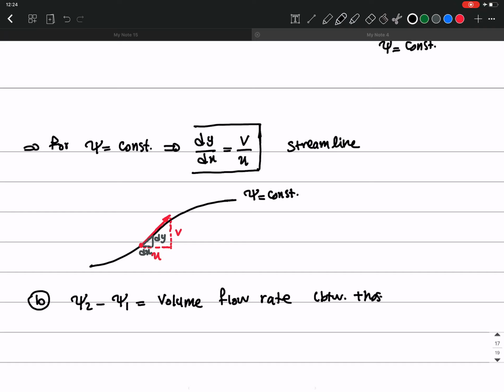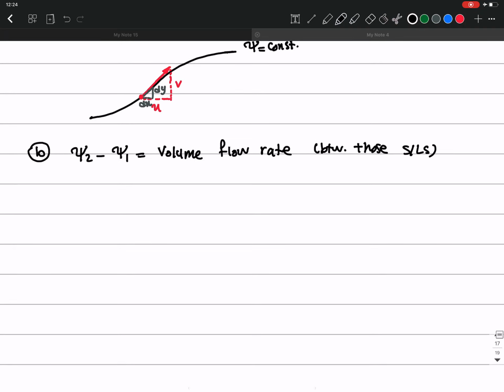Between those streamlines. How? Let's look at this property. Say here we have a streamline, a constant psi2, an arbitrary one. And then here we have another one. So this is, let's say, the velocity is this way. And then we have another streamline like this. And this is psi1.